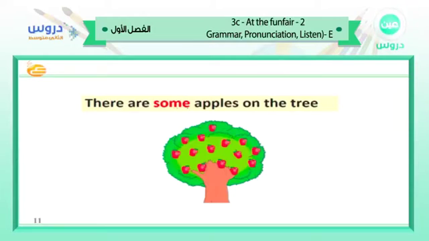Okay, there are some apples on the tree. Apples. Countable and plural. Apples. This is an affirmative sentence. That's why we use some. Okay? Got it? Yes, plural, countable, affirmative sentence. Apple is singular, and apples is plural, countable, affirmative sentence. Okay? Good.